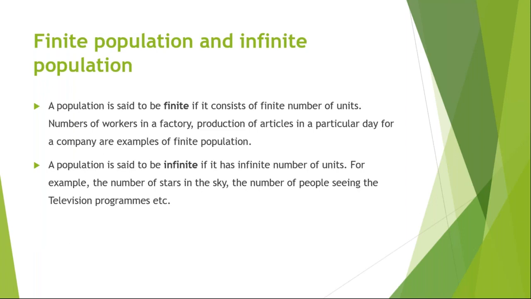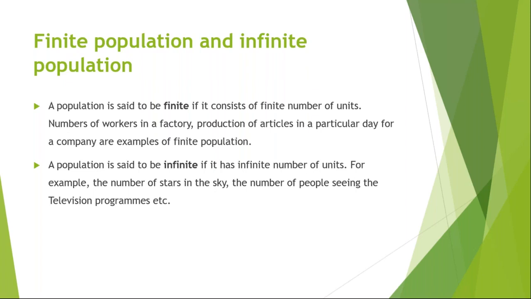So we have the finite population and we have the infinite population. A population is said to be finite if it consists of a finite number of units, that is, if the number of units can be measured and counted, just like I said for census, for example. You can count it. Numbers that are finite are numbers that can be counted from 1 to the last number, 1 to 100, 1 to 1,000, 1 to 100,000.